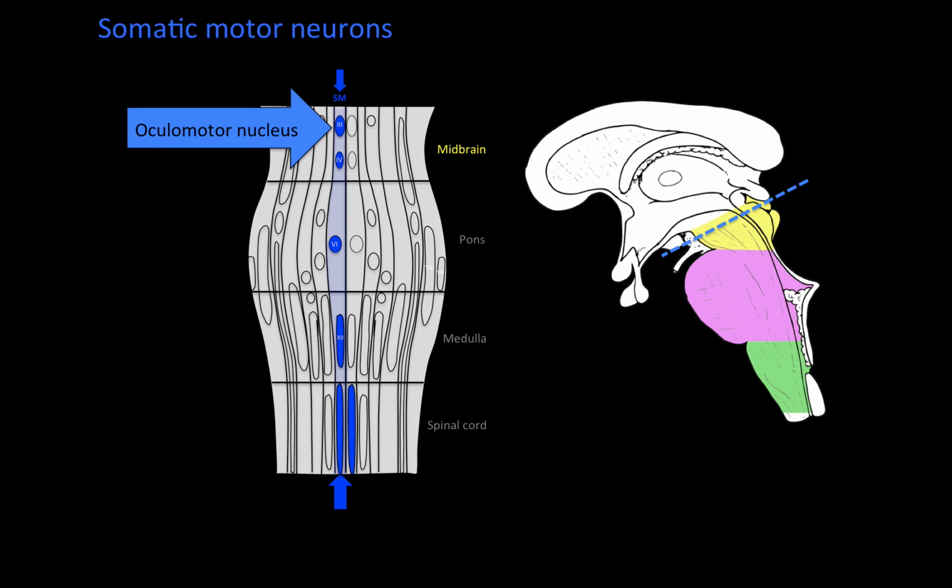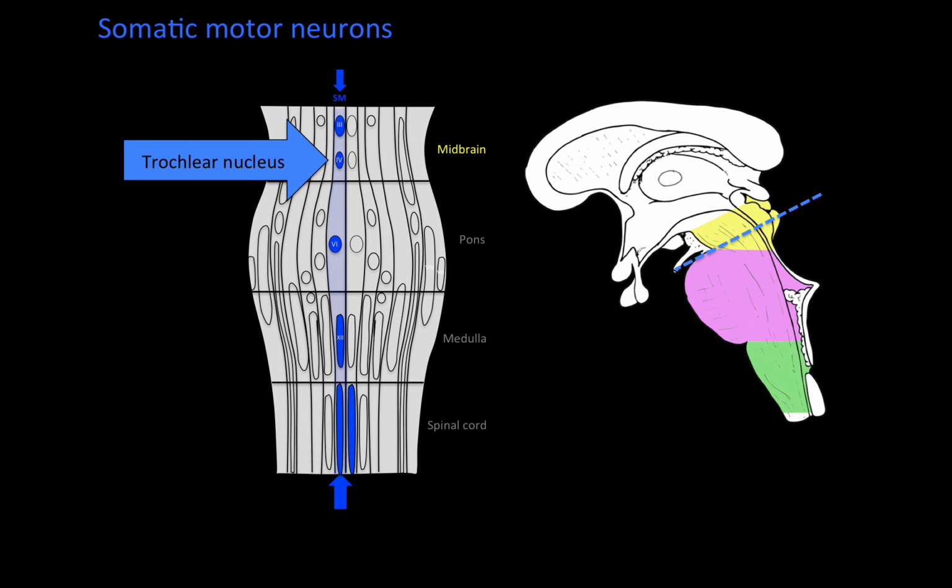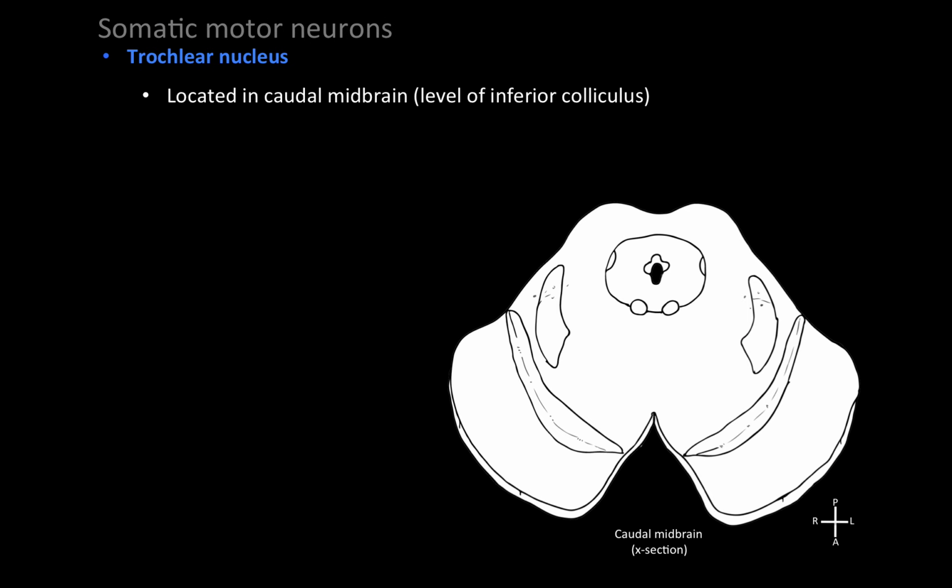So we've just finished the oculomotor nucleus. Now let's go to the caudal midbrain, where the trochlear nucleus is located. We see now that the line in the mid-sagittal section of the brain is through the inferior colliculus.